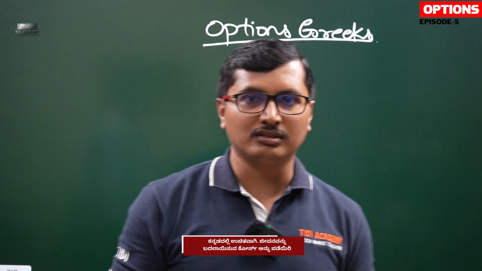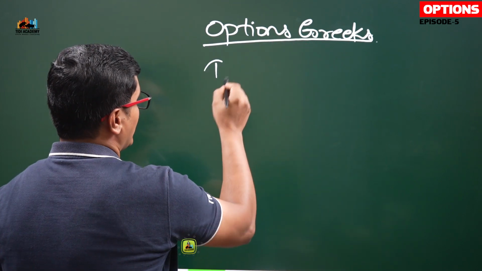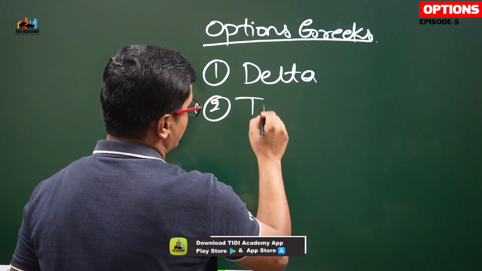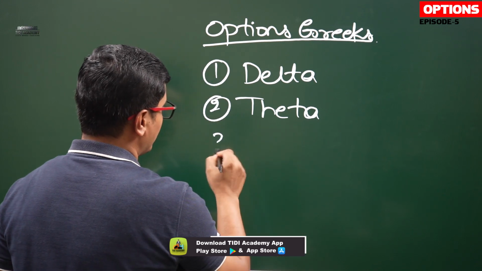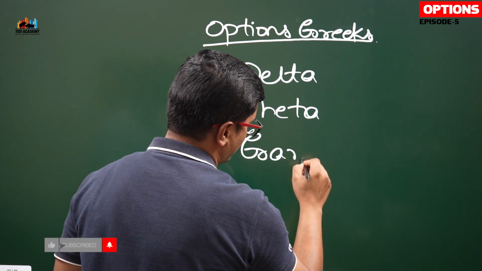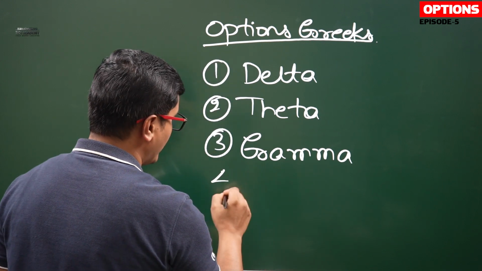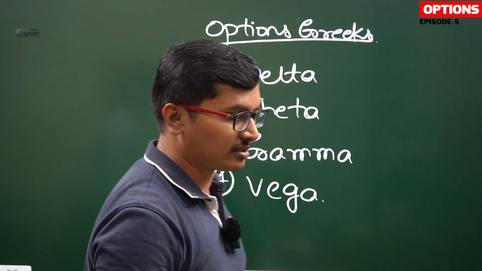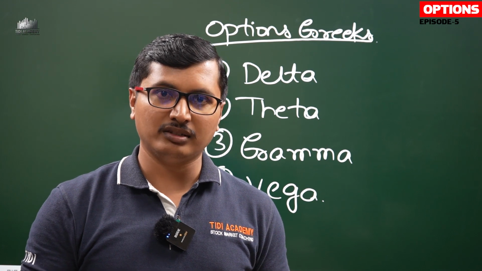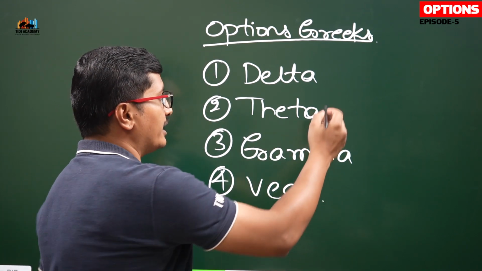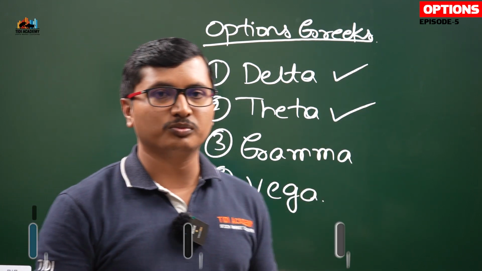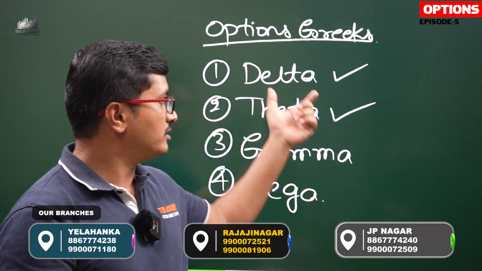So which are all the factors that come in option Greeks: delta, theta, gamma and vega. These are the factors that affect the premium prices based on the market direction. In this, delta and theta are very important. More people lose money because of lack of knowledge in these two topics.